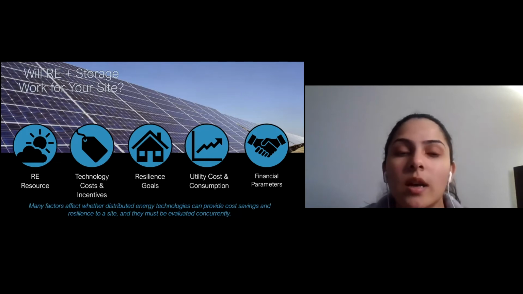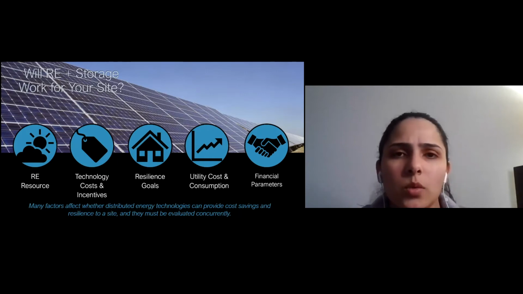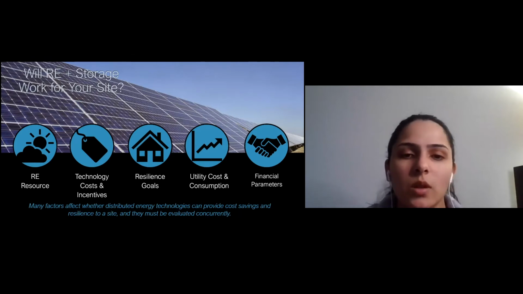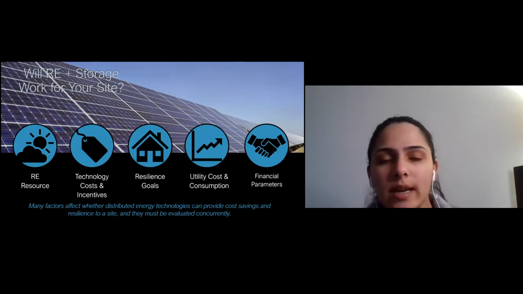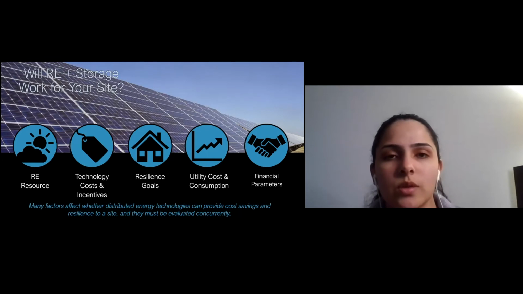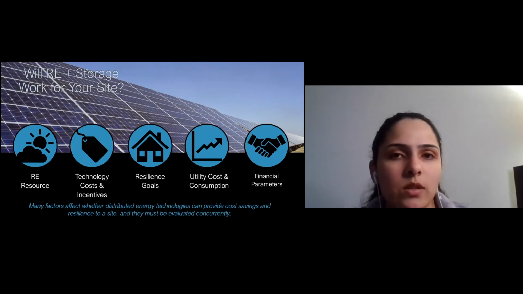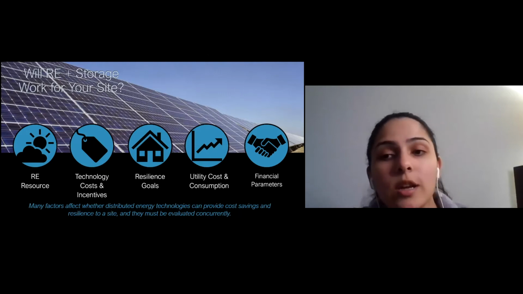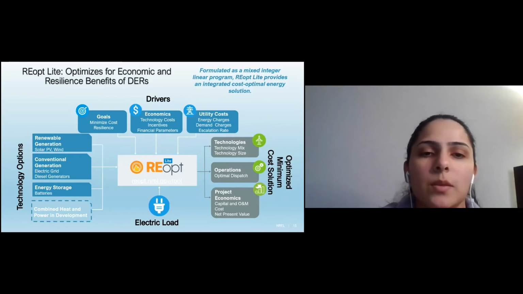Then resilience goal. Given these situations of extreme events, if centralized power or the grid were to go out, how many hours do we expect our system to sustain our house load? Then utility cost and consumption. There's a variety of tariff options available for users to choose from. So how do those tariff costs change the economics of whether it makes sense to install a distributed energy resource or not?